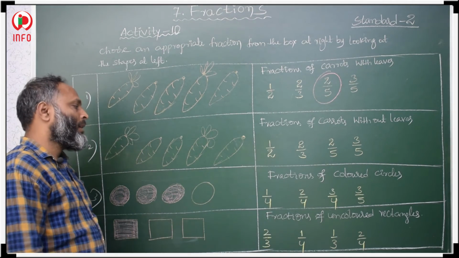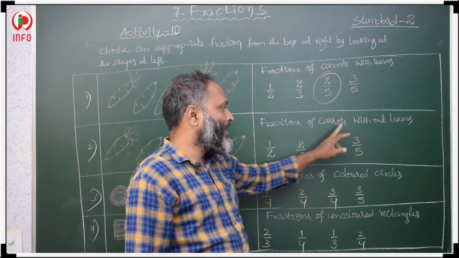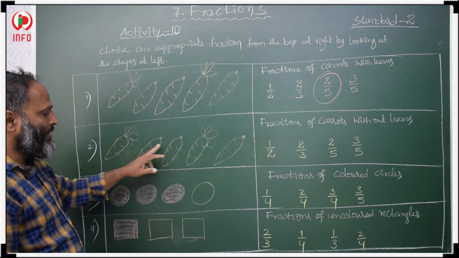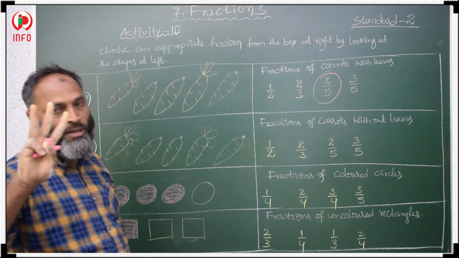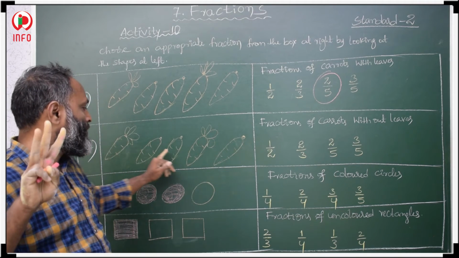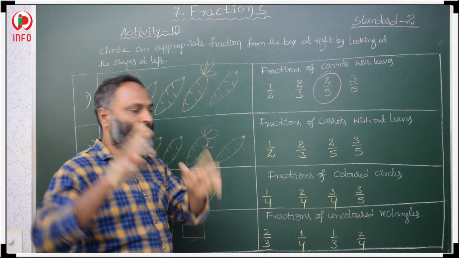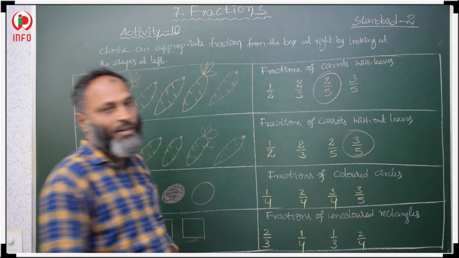Okay. In the same question, fractions of carrots without leaves. Without leaves, 1, 2, 3, 3 carrots are without leaves. Total carrots 1, 2, 3, 4, 5. So 3 by 5. This fraction is the right fraction.